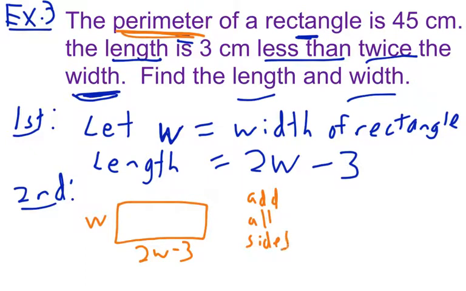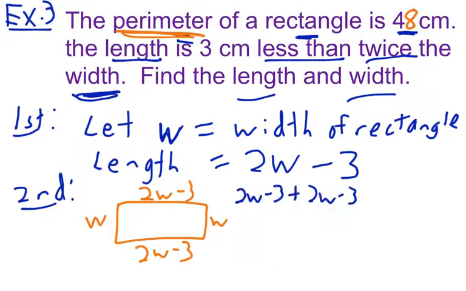Alright? So opposite sides of a rectangle are the same, so it's 2W minus 3 over there, it's W over here, because opposite sides are the same. So I just need to add up all 4 of those sides and set it equal to 45. I went ahead and changed my perimeter to 48, just so this would come out as an integer value. So let's go ahead and do 2W minus 3 plus 2W minus 3 plus W plus W and set it all equal to 48, our perimeter.